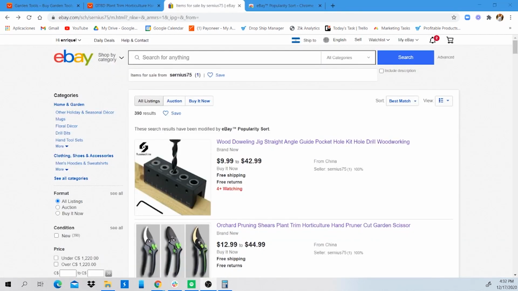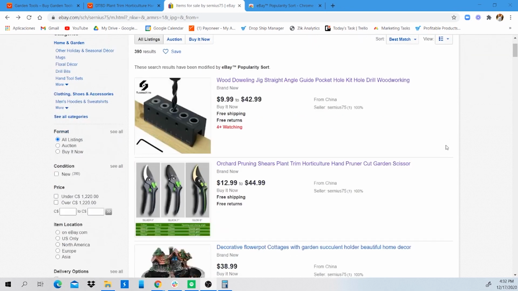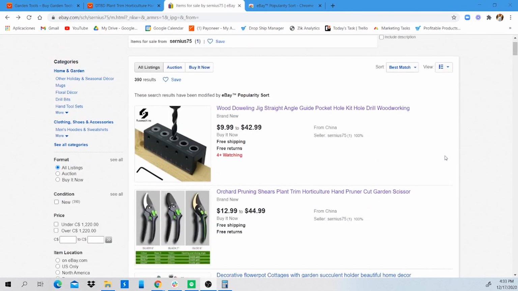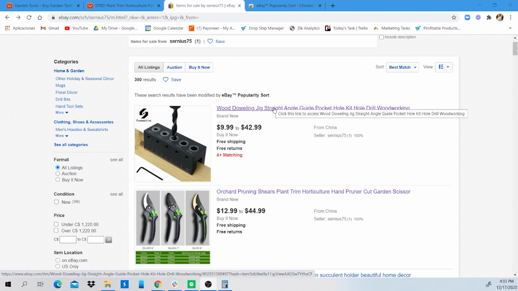So back to the seller's page on eBay, you can see here all the products that this person has in the store. Now, by using the first Chrome extension, the eBay Popularity Sort, this sorts items from the most popular ones to the least popular ones. So let's start with the first product over here, meaning that this might be the most popular product that this seller has.